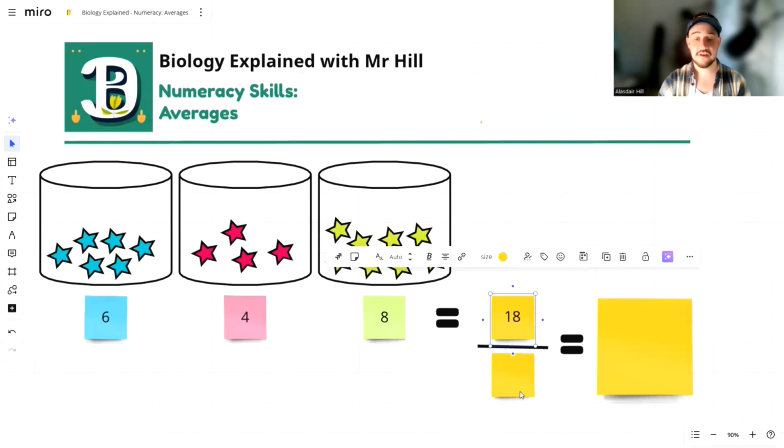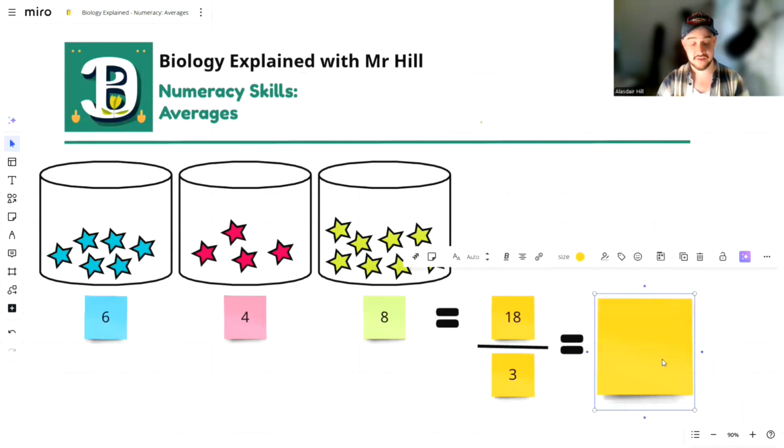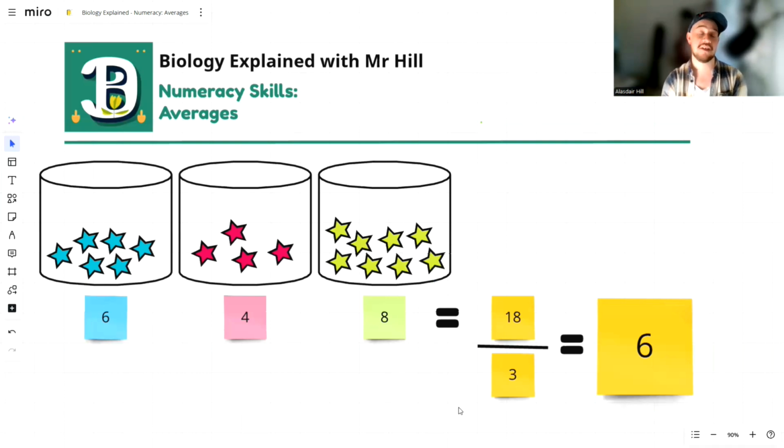And because there are 3 beakers, we're going to divide that number by 3. 18 divided by 3 is going to give us 6. And so our average number of stars per beaker is 6. Nice and simple. All you have to do is add up your values and divide by the number of values that you have.